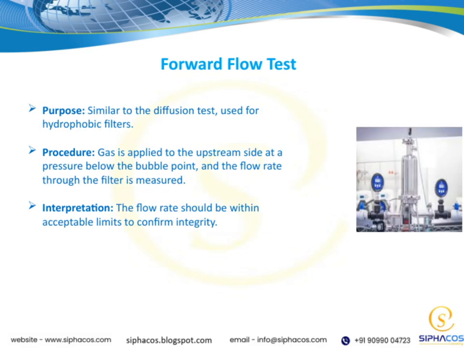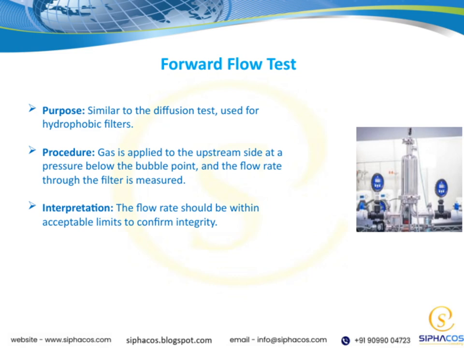Now, let's take a look at the forward flow test. The main purpose of this test, much like the diffusion test we discussed earlier, is to evaluate hydrophobic filters. It's a crucial step to ensure these filters are functioning properly. During this procedure, we apply gas to the upstream side of the filter at a pressure that's below the bubble point. This is important because we want to test the filter's integrity without forcing it to rupture or open up.